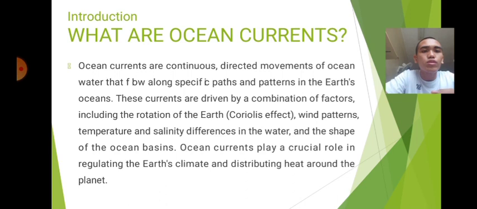Ocean currents are continuous directed movements of ocean water that flow along specific paths and patterns in the Earth's oceans. These currents are driven by a combination of factors, including the rotation of the Earth or the Coriolis effect, wind patterns, temperature and salinity differences in the water, and the shape of the ocean basins. Ocean currents play a crucial role in regulating the Earth's climate and distributing heat around the planet. That is why ocean currents are important.